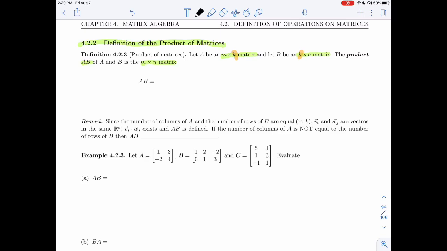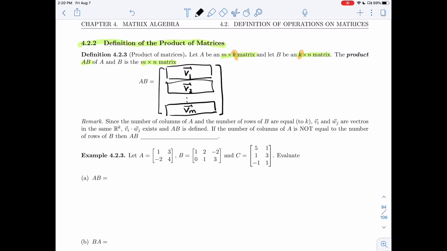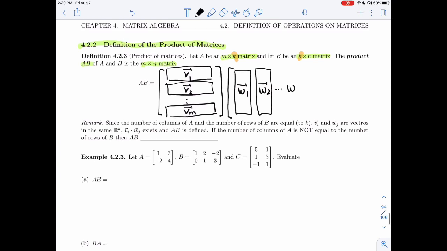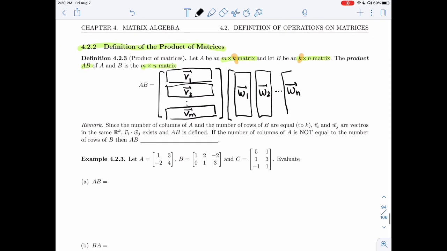All right, so let's define AB. I'm going to spell out A in a specific way. I'm going to look at each row of A and think of those as separate vectors. Since A has M rows, I'm going to have M of those. Then I'm going to look at B. In the case of B, I'm going to look at each column as a separate vector. Since B has n columns, I'm going to have n of those.